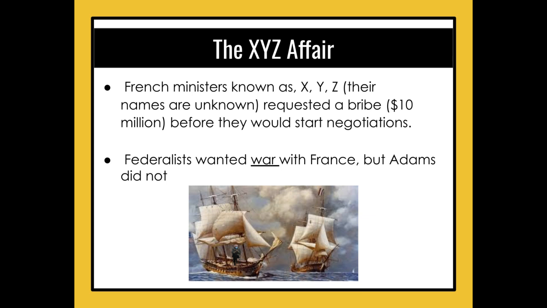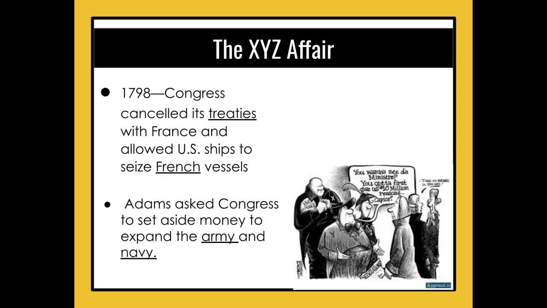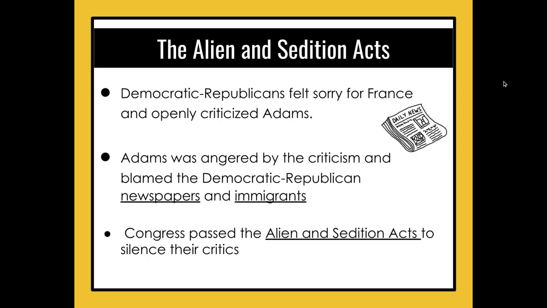The Federalists wanted to go to war with France, but Adams did not. So, in 1798, Congress canceled its treaties with France and started allowing U.S. ships to seize French vessels. Adams asked Congress to set aside money to expand the Army and the Navy. This was known as the XYZ Affair.